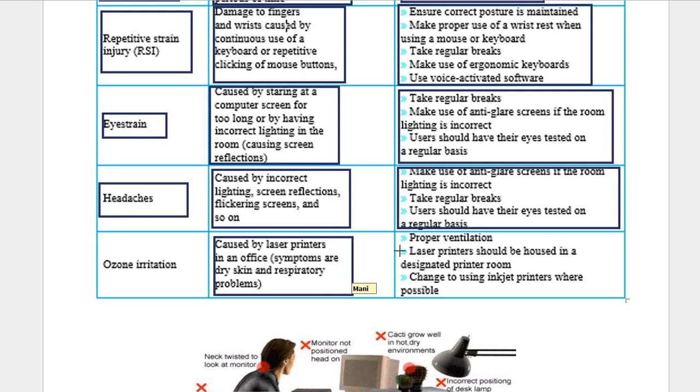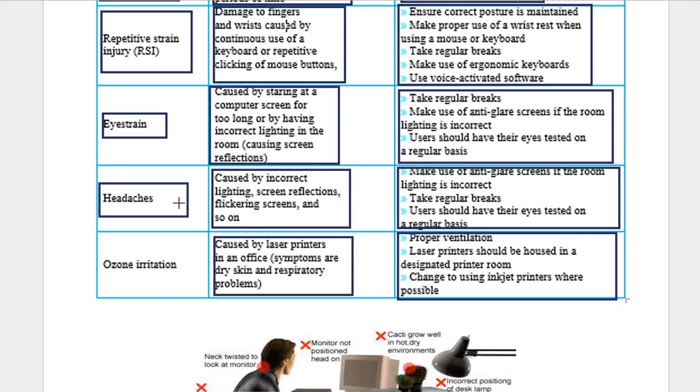What we can do to stop it, we can use proper ventilation. By ventilation, guys, we mean that we somehow use some fans or other devices to change the air regularly. And also we can put the laser printers in a separate or designated room. We can change to using inkjet printers, which use colors, they use inks instead of lasers.